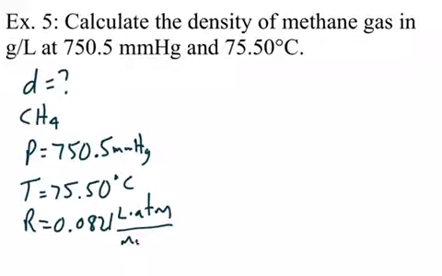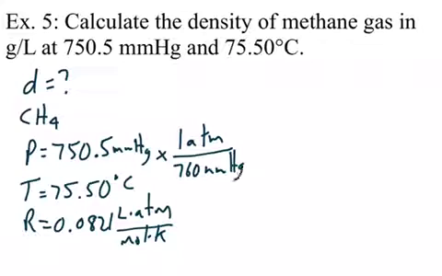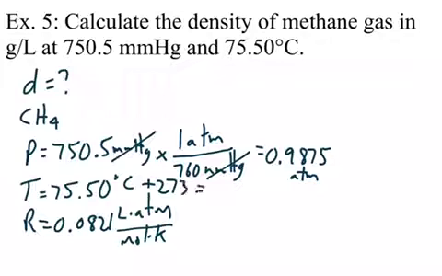So we have to do a few things. We have to change that pressure and that temperature. Let's change the pressure to atmospheres. Let's say 1 atm is 760 millimeters of mercury. That'll allow us to cancel out those units, and I get 0.9875 atmospheres. So now that one's good to go. We're going to add 273 here, and that's going to give us 348.50 Kelvin. So now we're good to go there as well.